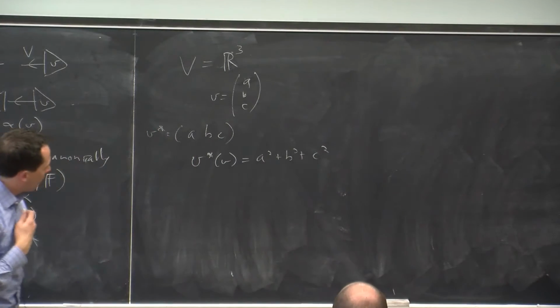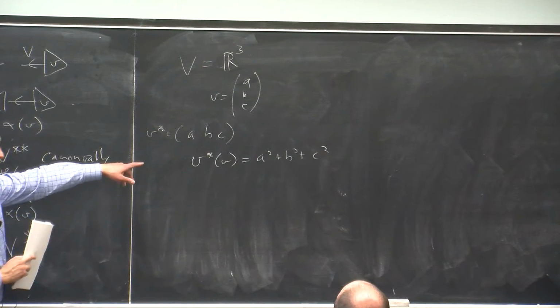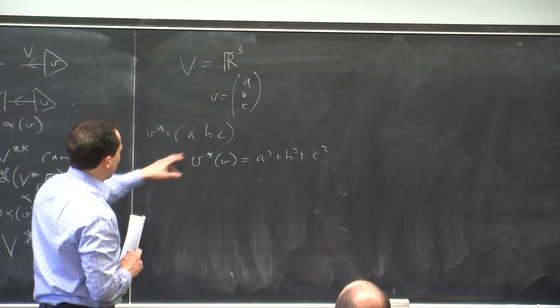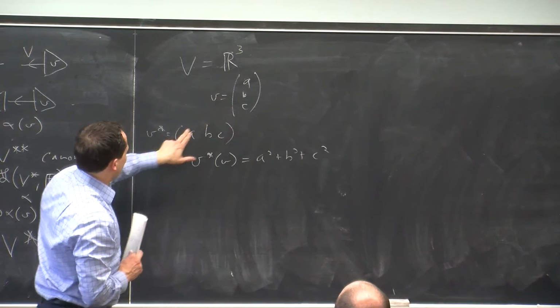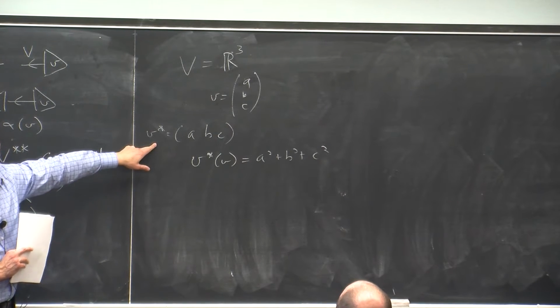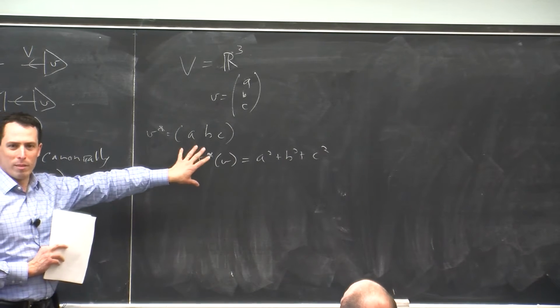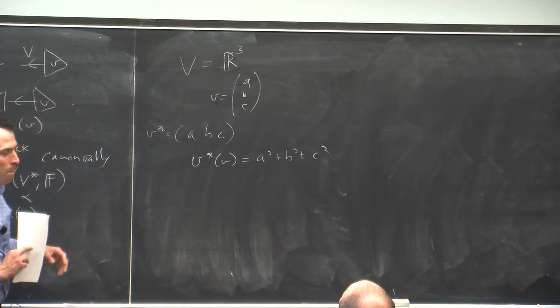Okay. Well, it didn't seem like I made any choice, right? So somehow here, I was able to take a vector V and give you an element of V dual. So I somehow had to make a choice, if you believe me about this canonical isomorphism. So what's the choice that I made?